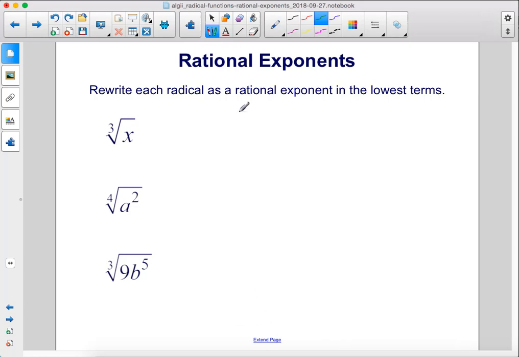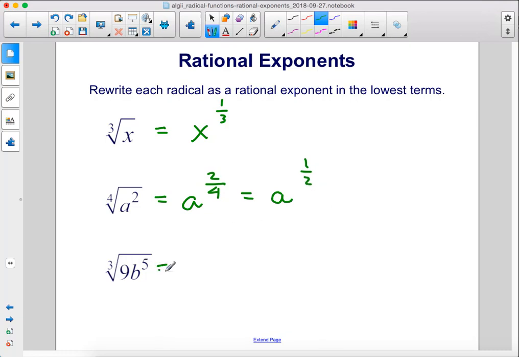Rewrite each radical as a rational exponent in the lowest terms. All right, so the cube root of x can be written as x to the 1 over 3 power. Here, we have a power and a root, so the power goes on top, the root goes on the bottom of the fraction, so we have a to the 2 over 4 power. 2 over 4 can be reduced to 1 over 2.